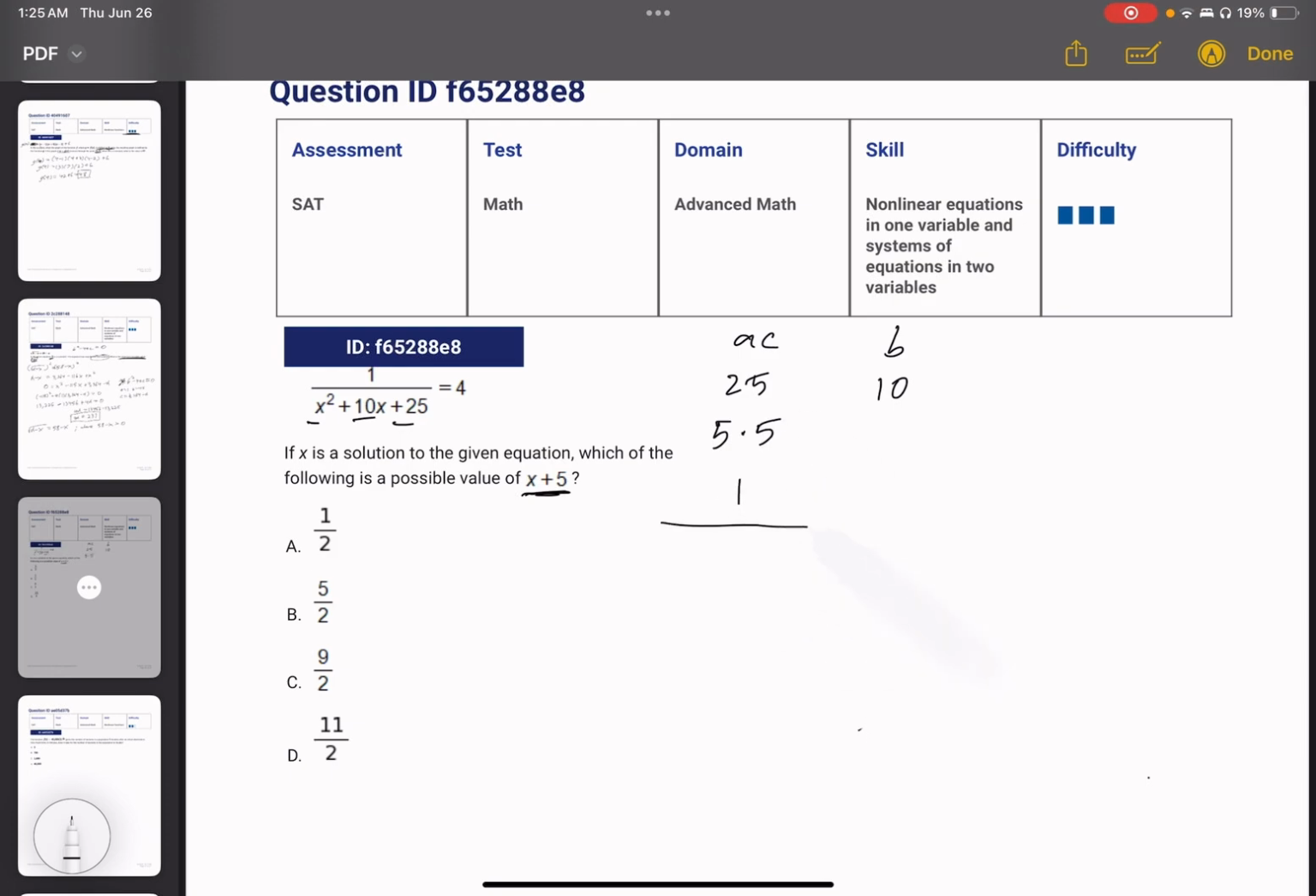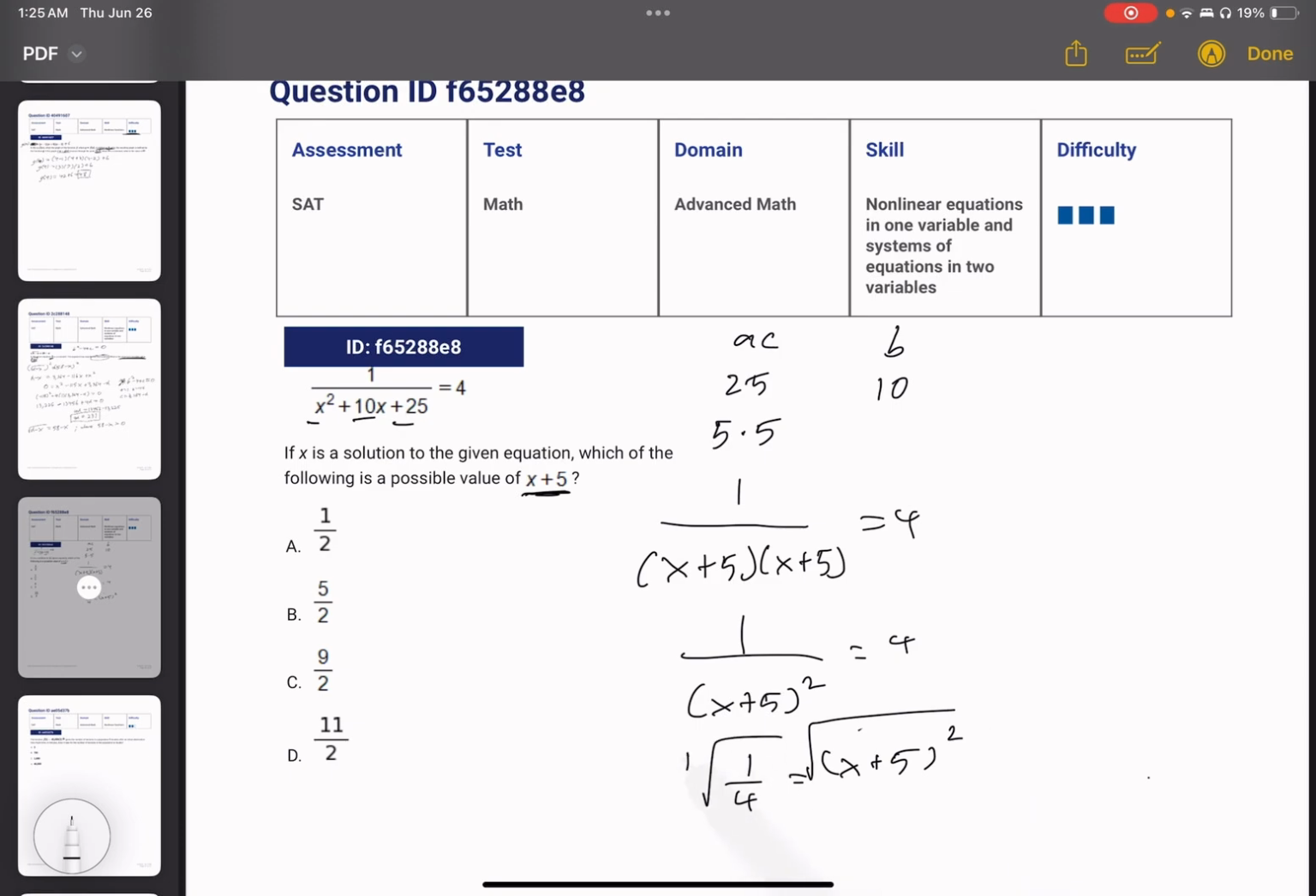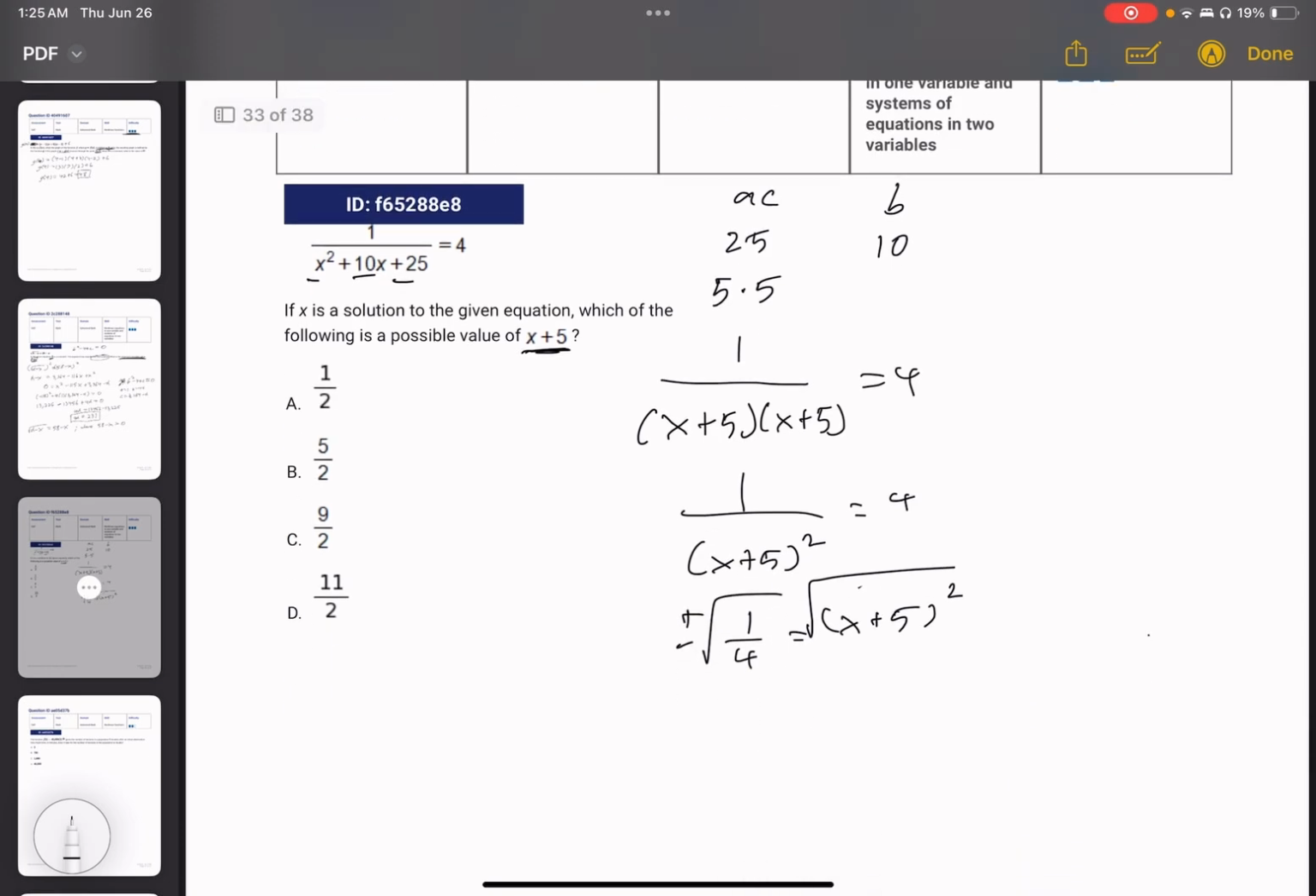So we can factor this polynomial as x plus 5 and x plus 5, which is equal to 4. But then we could also simplify this again and write it as x plus 5 squared is equal to 4. And then we can pretty much swap these if you're going to multiply and then divide. So it's going to be 1/4 is equal to x plus 5 squared. And we're going to take the square root of both sides. And we're going to get x plus 5 is equal to plus or minus the square root of 1 over the square root of 4.